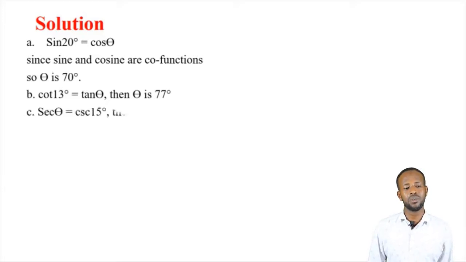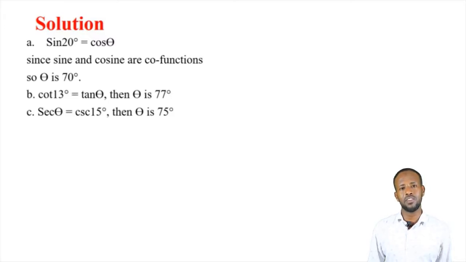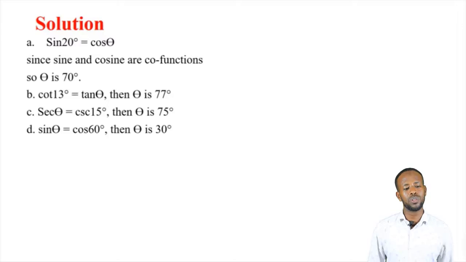Again, sec of theta is equal to cosecant 15 degrees. So theta is equal to 75 degrees. Sin theta is equal to cos of 60 degrees. So theta is equal to what? 30 degrees. Without doubt, we know this.